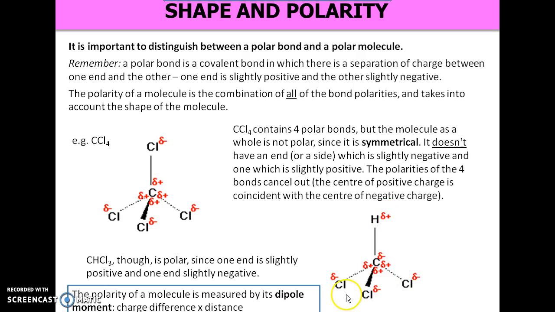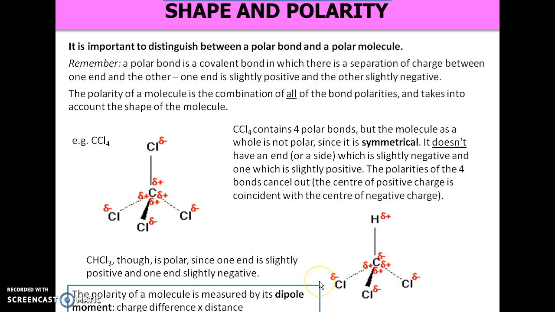What we effectively have is one side of the molecule that's slightly negatively charged, and one side or end of the molecule that's slightly positively charged. Now we have a polar molecule. So we have a separation of charge, one end that's slightly positive, one end that's slightly negative. Because this is asymmetrical, this is now a polar molecule.